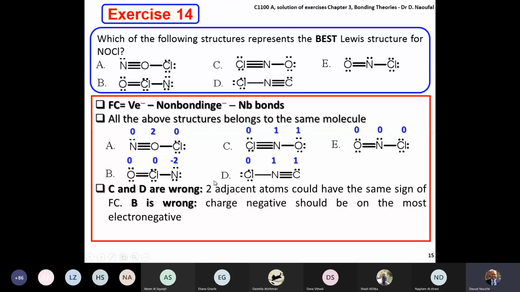So now the choice is between A, C, and E. We follow the rules: the best structure is that with the lowest formal charges, ideally all atoms in the structure having 0 formal charge. So the correct answer, the best structure, is E.